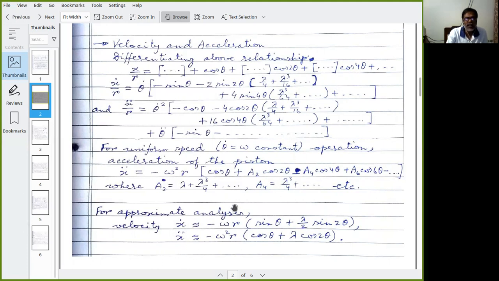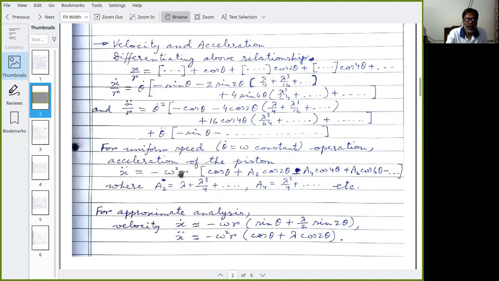Now for approximate analysis, even this lambda cube term is typically not of great importance. So for approximate analysis, if you drop the cube terms, keeping only up to the lambda terms, then from here you will get minus omega r times sin theta plus 2 sin 2 theta into lambda by 2.